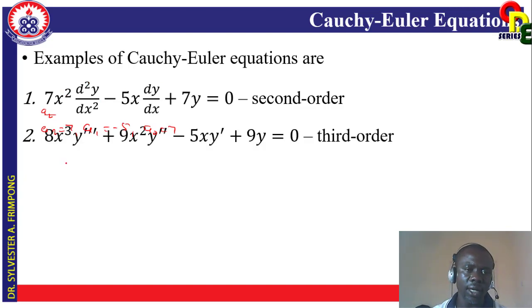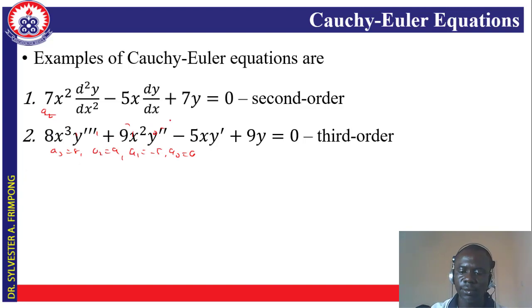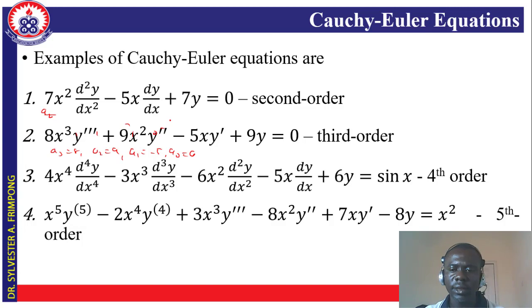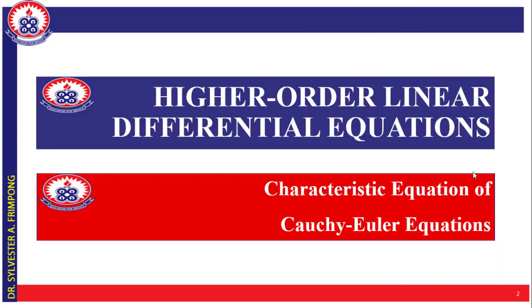There's a third order, and this one, a3 is 8, a2 is 9, a1 is negative 5, and then a0 is 9. So 8x cubed, the degree goes with the order. So this is the fourth order Cauchy Euler. And this is the fifth order Cauchy Euler.